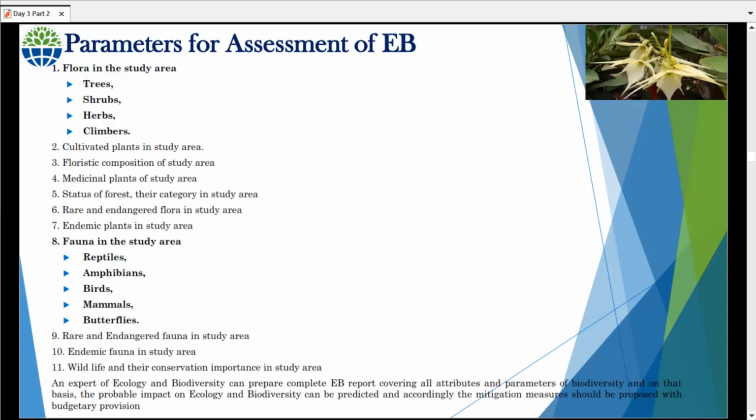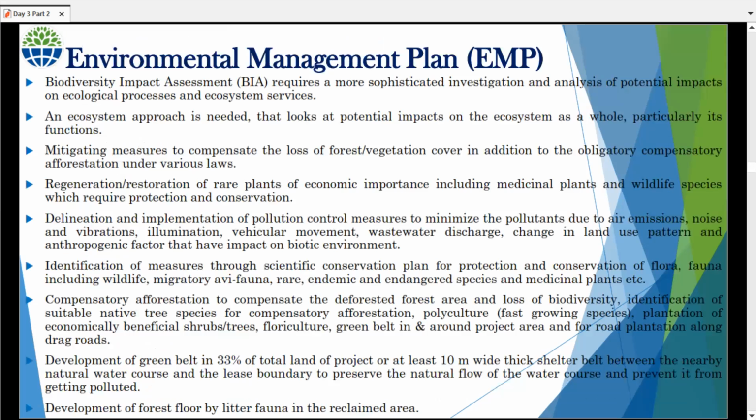And parameters we have already discussed, like parameters for EB: trees, shrubs, herbs, climbers, cultivated plants in the study area, floristic composition, medicinal plants, state of forest, their category as per Champion and state, rare and indigenous species, endemic plants. Under fauna: reptile, amphibian, bird, mammal, butterfly, red species, wildlife, their importance. So ecology biodiversity experts should prepare all these lists on the basis of some interpretation preferences.